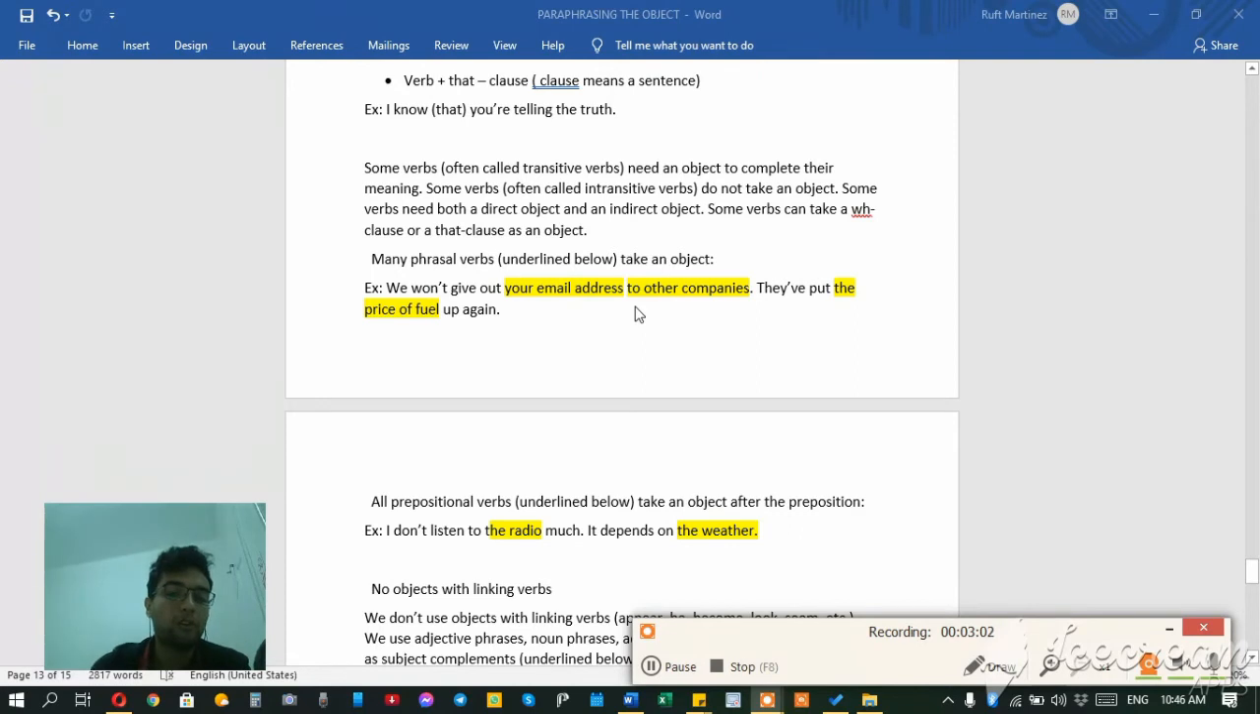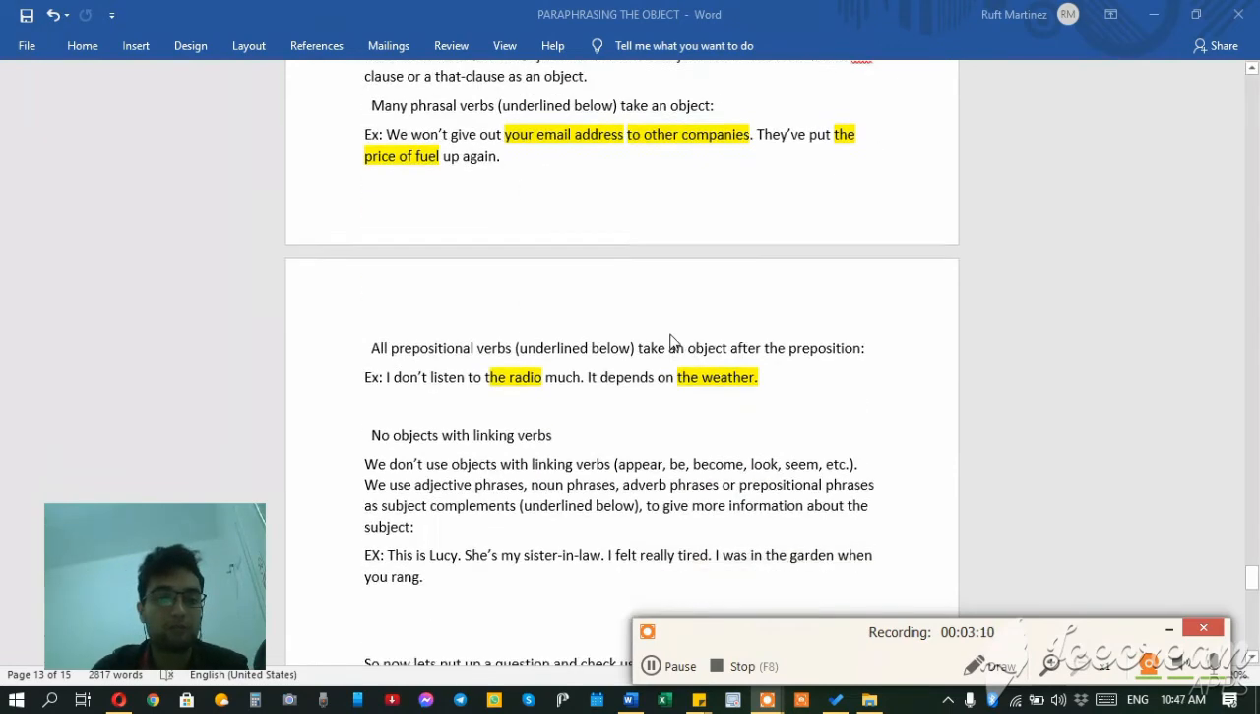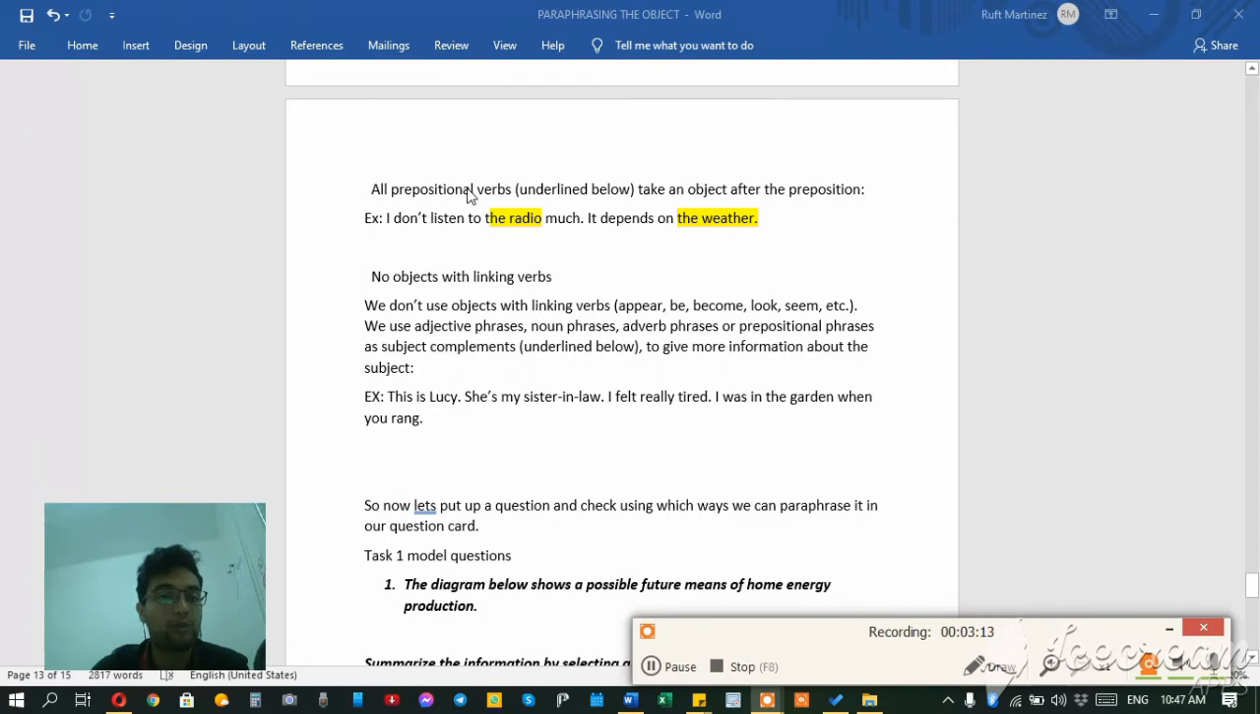So we won't give out your email address to other companies. They've put the price of fuel up again for you. As you can see, they're just simple objects here. We use objects after all prepositional verbs, after the preposition. I don't listen to the radio. We have learned all this before.